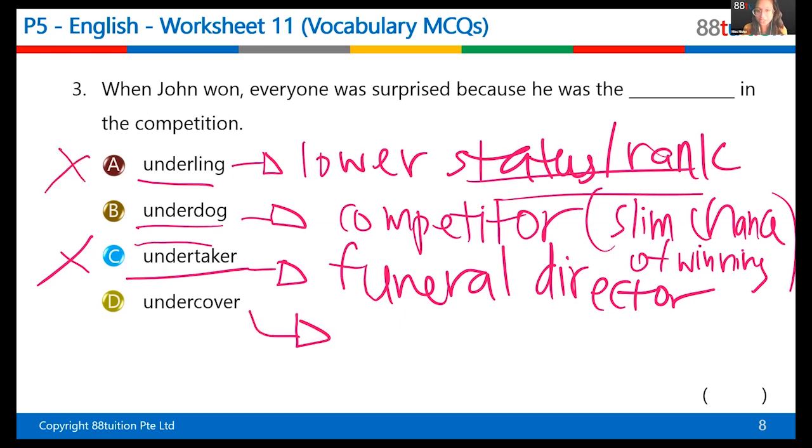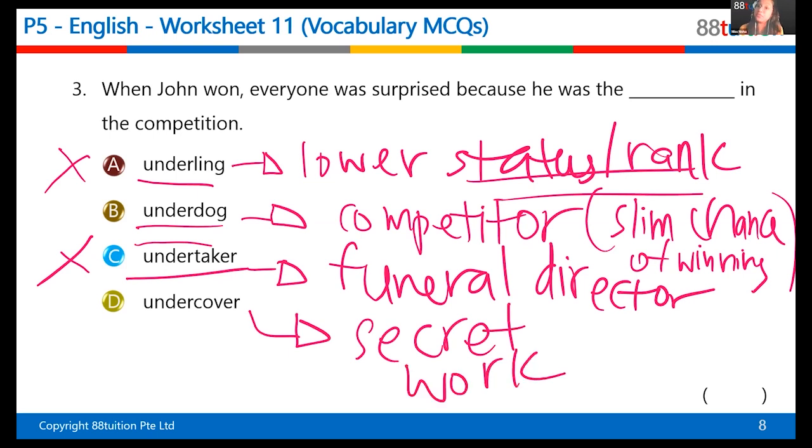So the answer is undercover. This one I already mentioned, right? That's why I did the riddle. I told you, undercover agent. Undercover means you're working in secret, right? It's secret work, usually for police investigation. Undercover agent. So obviously the answer is B.